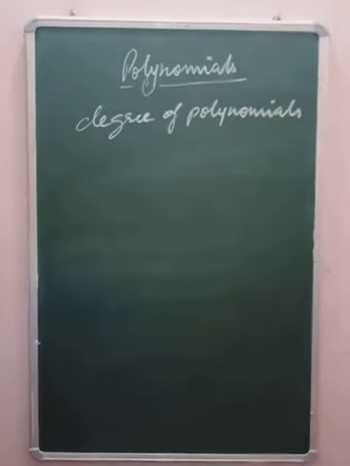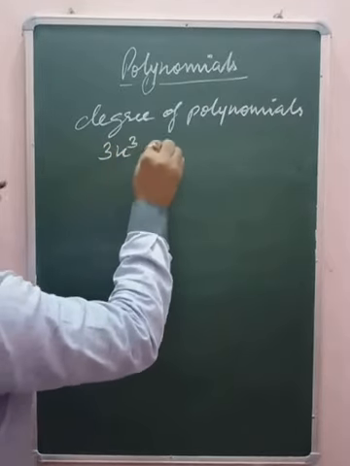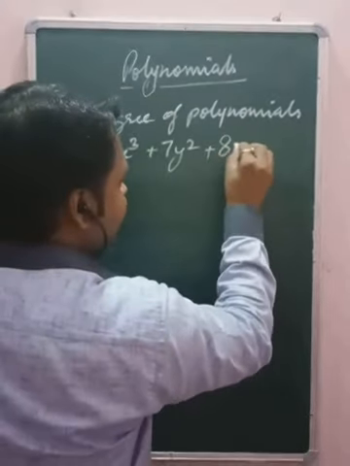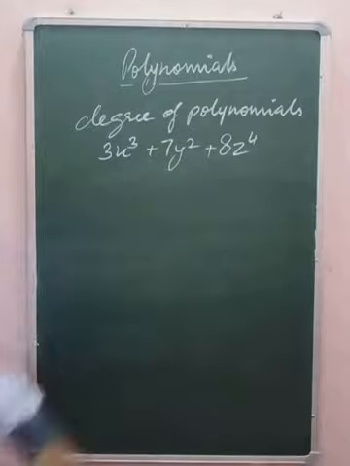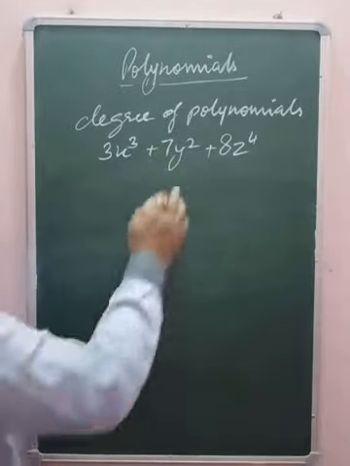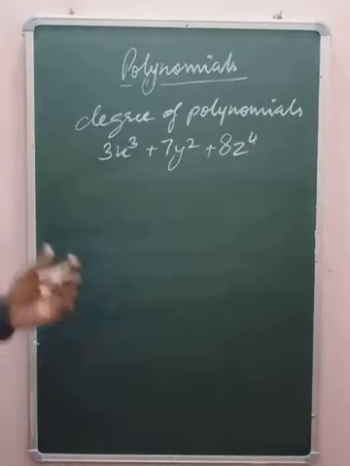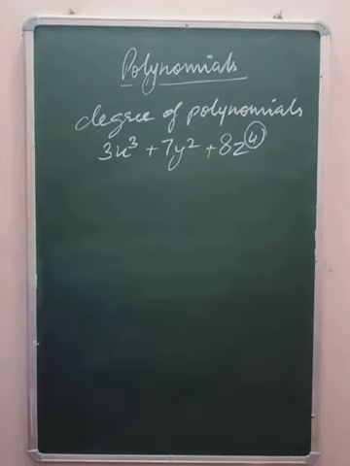Suppose that I am writing an equation here like this: 3x cube plus 7y square plus 8z to the power 4. So you can look at the polynomial. It is given that x is having the power 3, y is having the power 2, and z is having the power 4. So the greatest power, which is z's power, is known as the degree of the polynomial. That is known as the degree of any given polynomial.